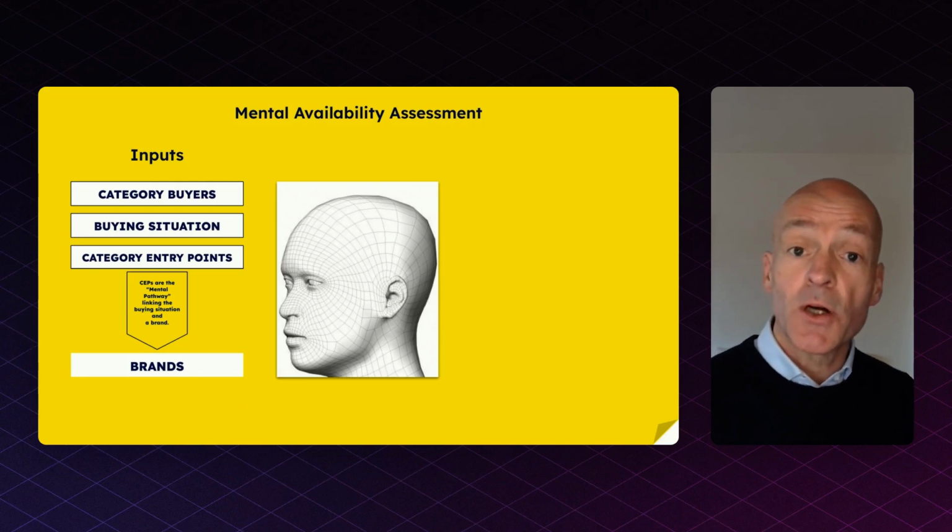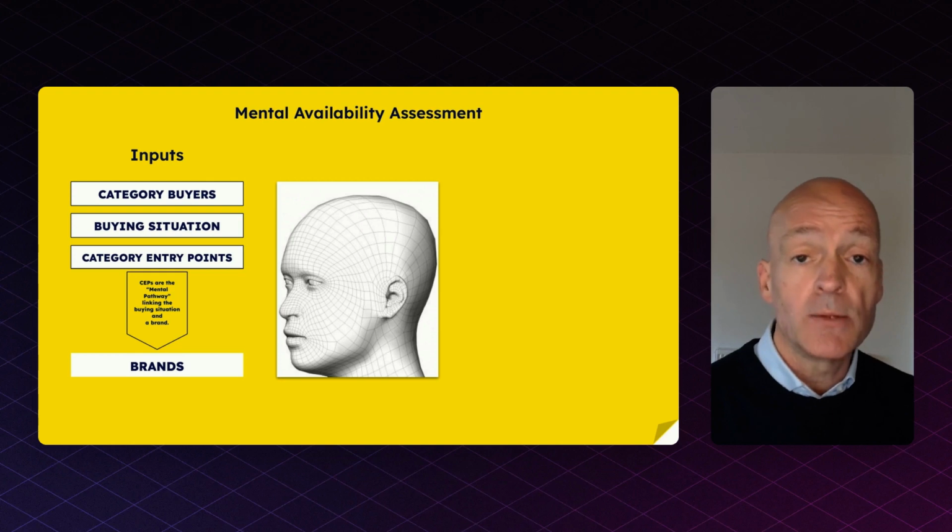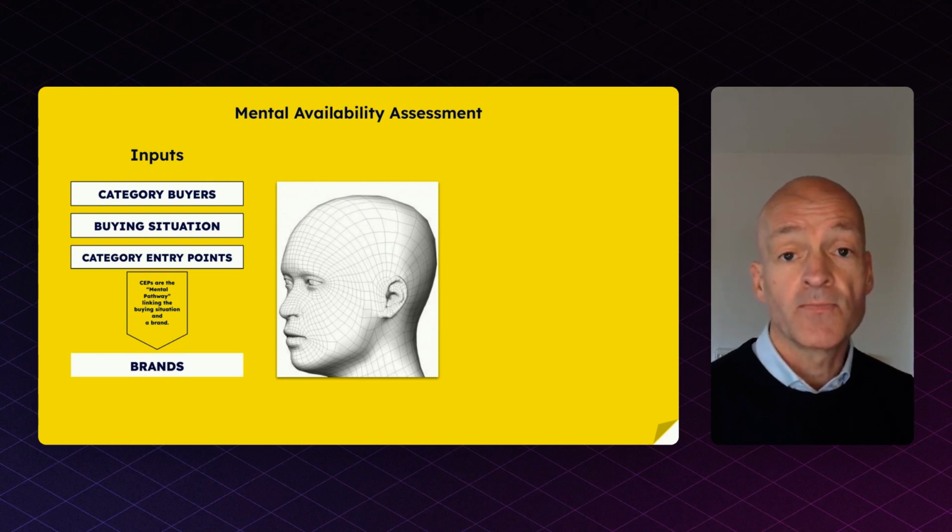So having established what mental availability is, let's move on to the mental availability assessment framework. And at this point, I want to give credit to the Ehrenberg Bass Institute and most specifically to Professor Jenny Romaniuk, who has written this brilliant book called Better Brand Health that really is the foundation for this methodology.